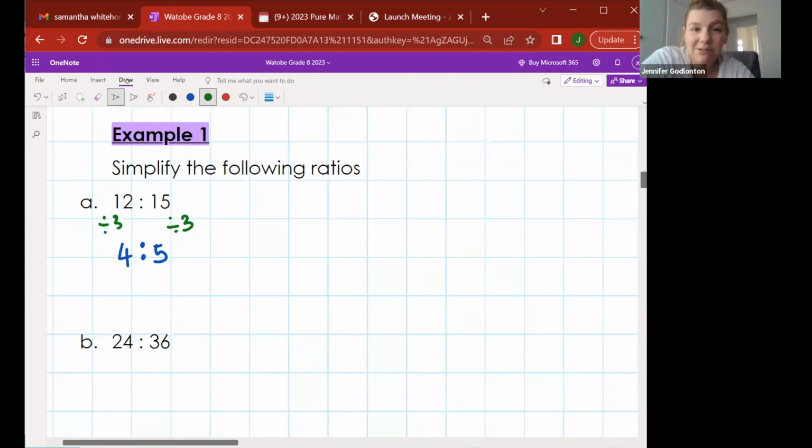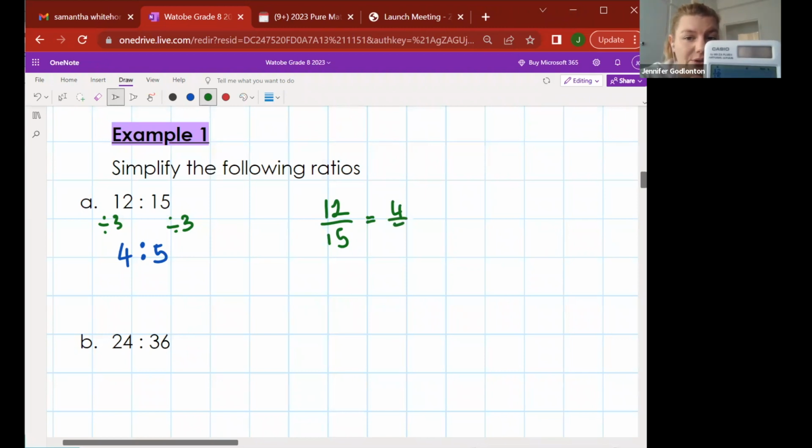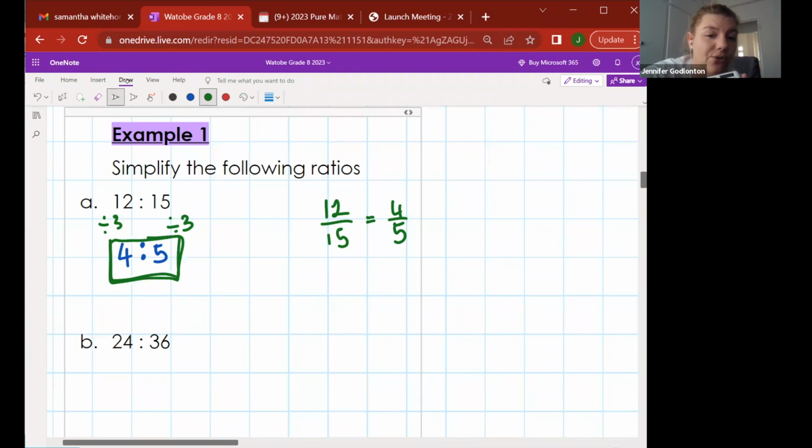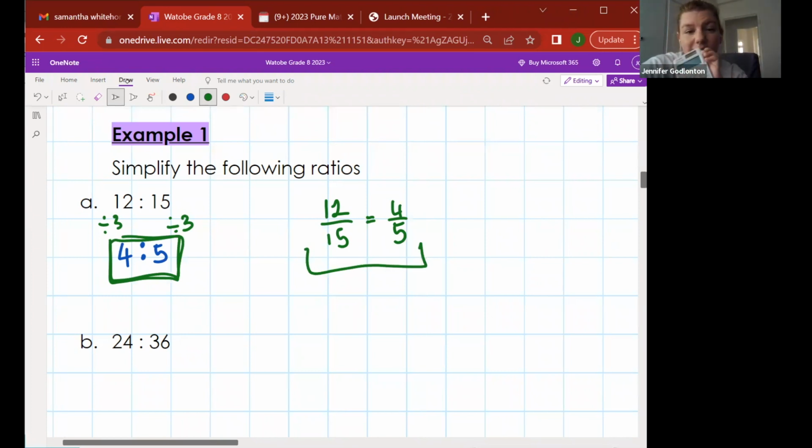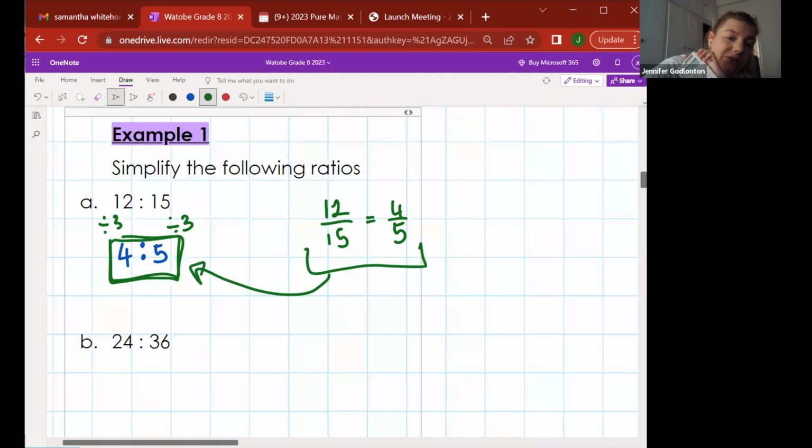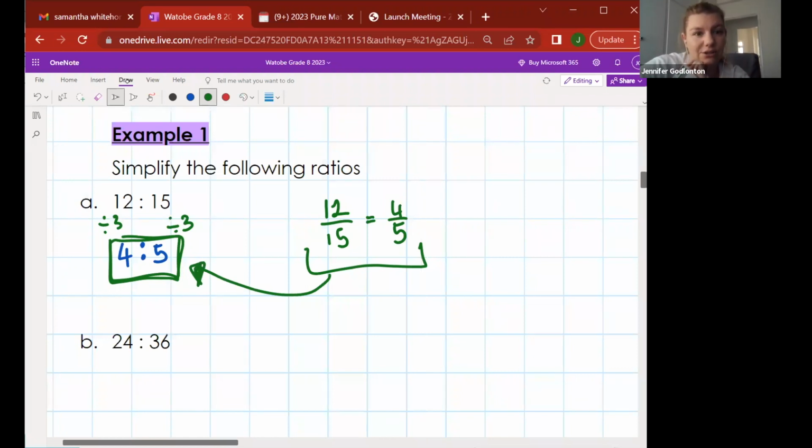Now, an easy way for you to do this, if you're really struggling in a class situation, is if you put 12 over 15 as a fraction in your calculator, the 12 over 15, just like that, and you push equals, you will see that it simplifies it for you to 4 to 5. But then just remember, you need to write it in ratio form. You can't leave it as a fraction. So if you're doing it the sneaky way on the calculator, that's absolutely fine. It's there to help you. But then just remember, you do need to write it as a ratio.